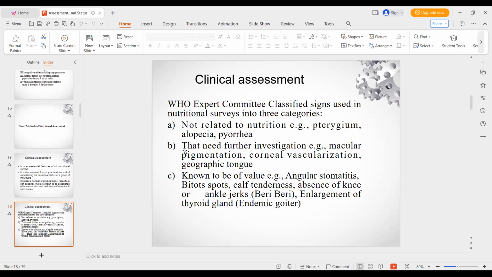Clinical assessment. The WHO expert committee classified signs used in nutritional surveys into 3 categories: signs not related to nutrition, such as pterygium, alopecia, and pyuria; signs that need further investigation, for example macular pigmentation, corneal vascularization, geographical tongue; and signs of nutritional significance, such as angular stomatitis, Bitot spots, cough, tenderness, absence of knee and ankle jerk, beriberi syndrome, enlargement of thyroid gland, endemic goiter.